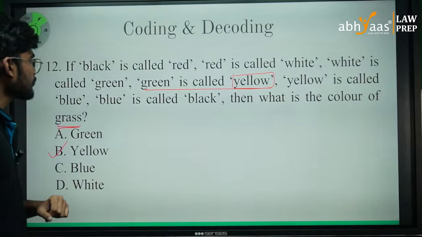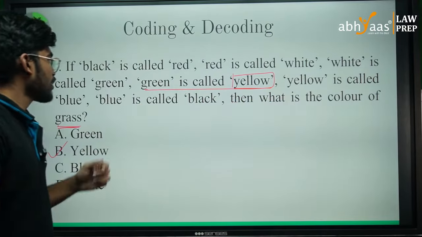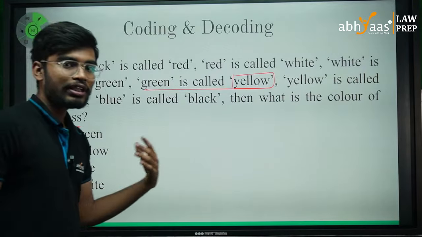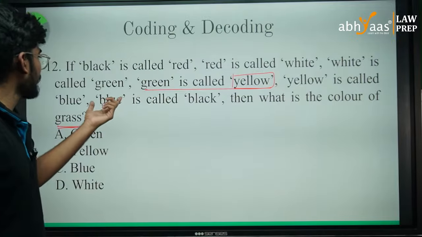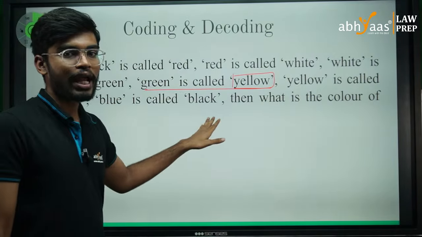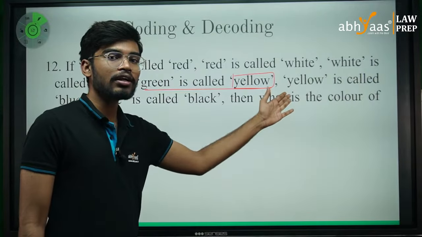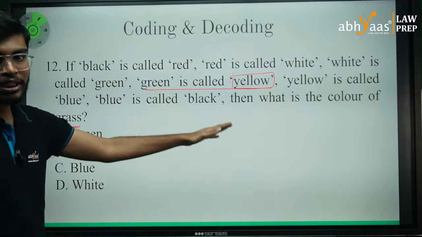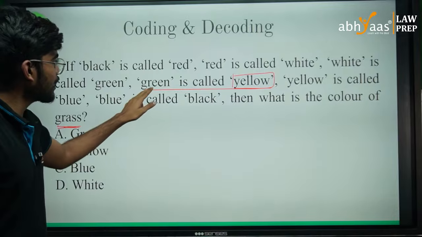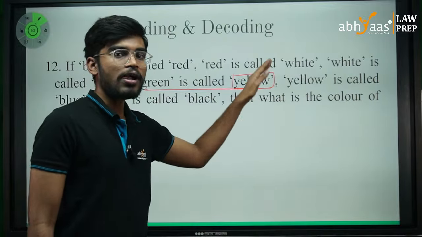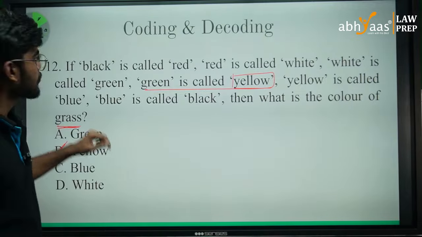In the same question, if they ask what is the color of sky, what will you say? With your existing knowledge, we can say that the color of sky is blue. In this coding language, blue is called black. So in such an example, black would have been the answer. But here, the color of grass is green, and in this code, green is called yellow. So yellow is the answer. So option B is the answer.